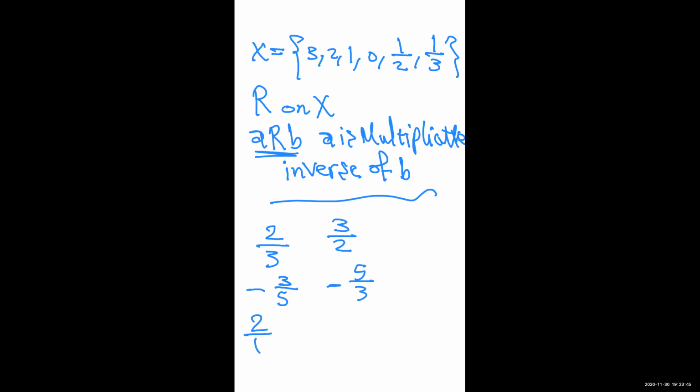If it's a whole number like 2, 2 means 2/1, so the inverse is 1 over 2. If it's 0, no, because 0 is 0/1. We don't have 1/0 because 1/0 is not defined at all. So 0 has no multiplicative inverse.